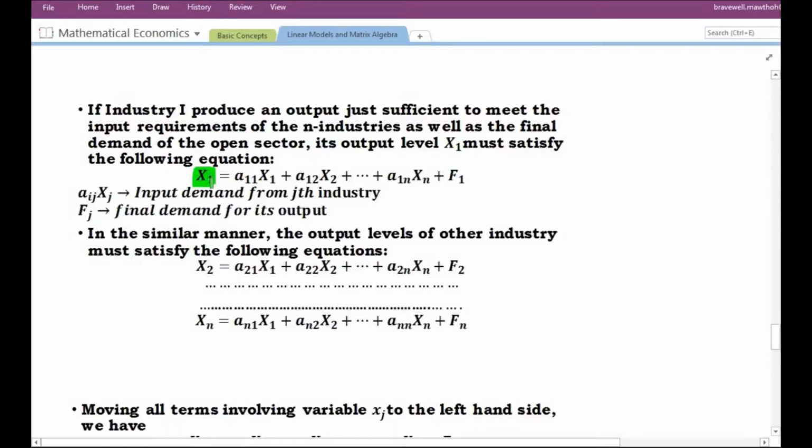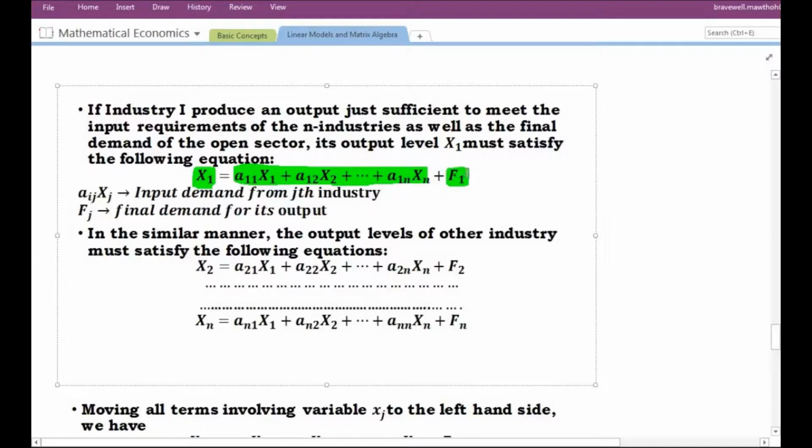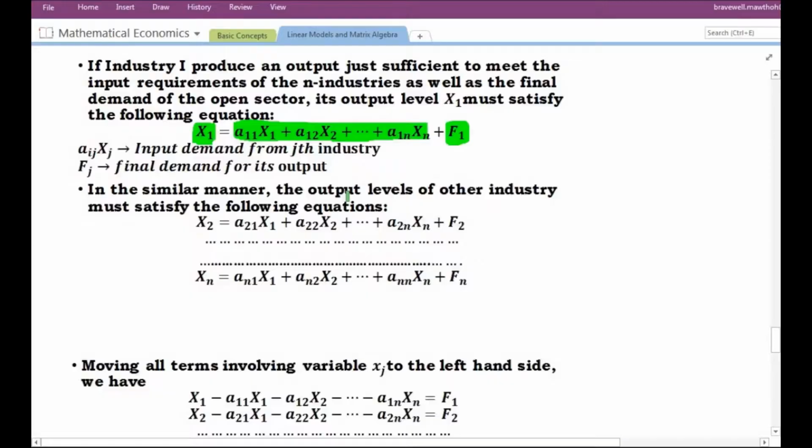Now the first equation implies that the output of the first industry must satisfy the input demand from the jth industry, that is the first industry, second industry and the nth industry. It must also satisfy the demand for it as final goods by consumers. In a similar manner, the output levels of other industries must satisfy the following equations.